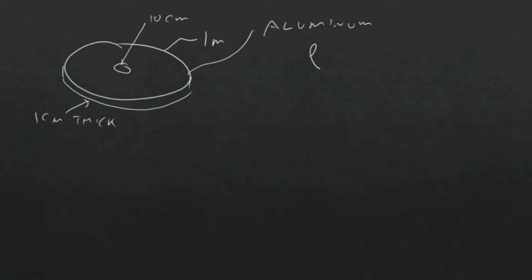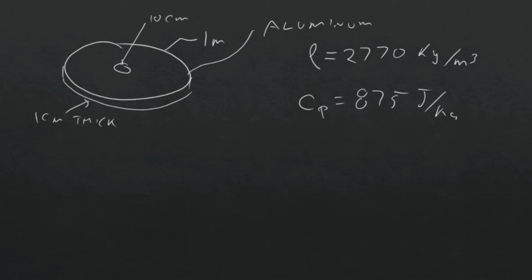And a couple of properties that we might want to know about aluminum. First of all, aluminum's density is equal to 2770 kilograms per meters cubed. And specific heat for aluminum is 875 joules per kilogram degree C.